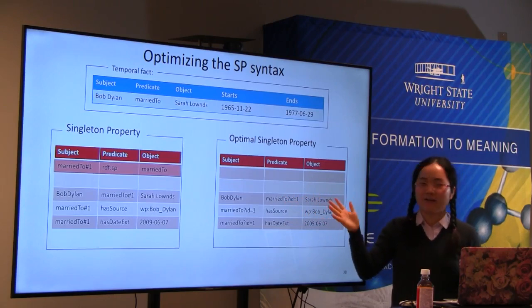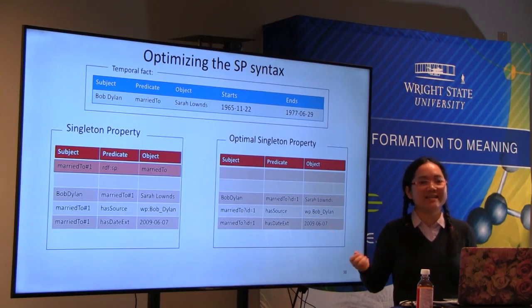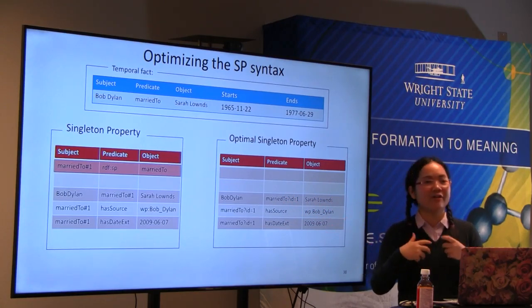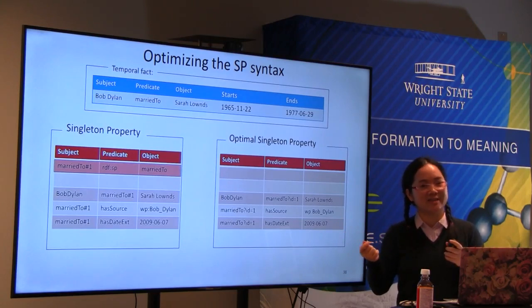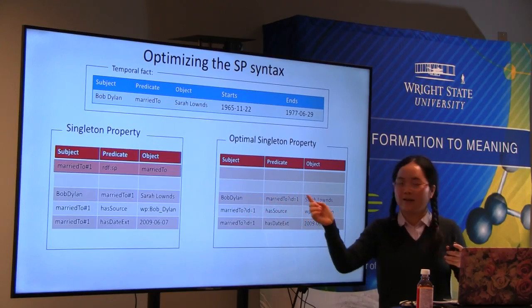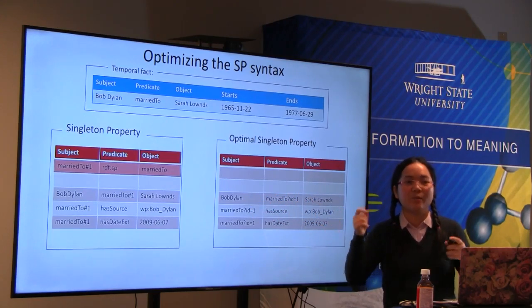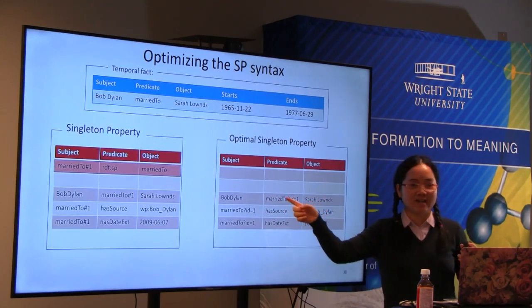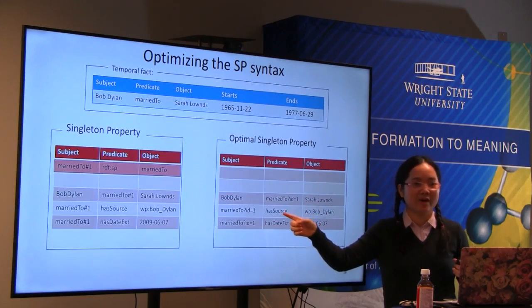So now, when I think of singleton property, what is it? Now I'm just redefining that, making it really easy to understand the singleton property, like this one. So now if you want to say, what is this? I'm going to say, this is the triple identifier.